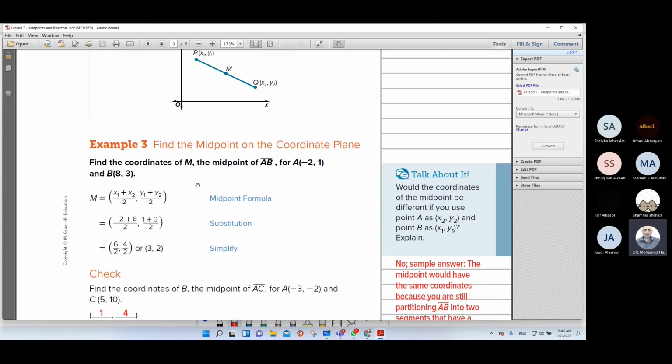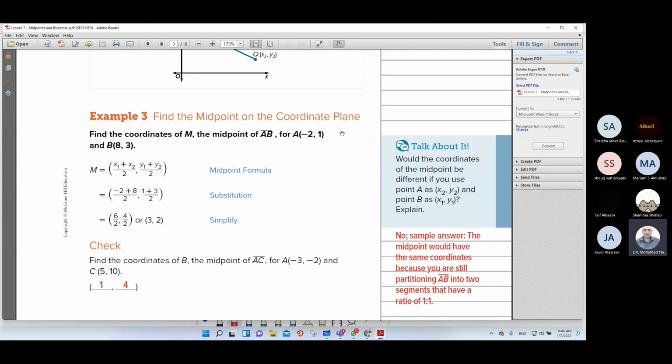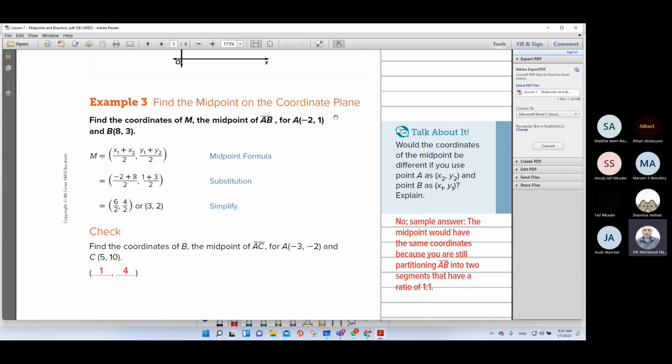For example, find the coordinates of M, the midpoint of the segment AB, for A equal (negative 2, 1) and B equal (8, 3). Always when you have a coordinate plane, use this formula: M equal x1 plus x2 over 2, and y1 plus y2 over 2. Then substitute. Where is x1? This is x1, negative 2. And where is x2? 8. Divide by 2. Then y1 means 1, and y2 means 3. Divide by 2.